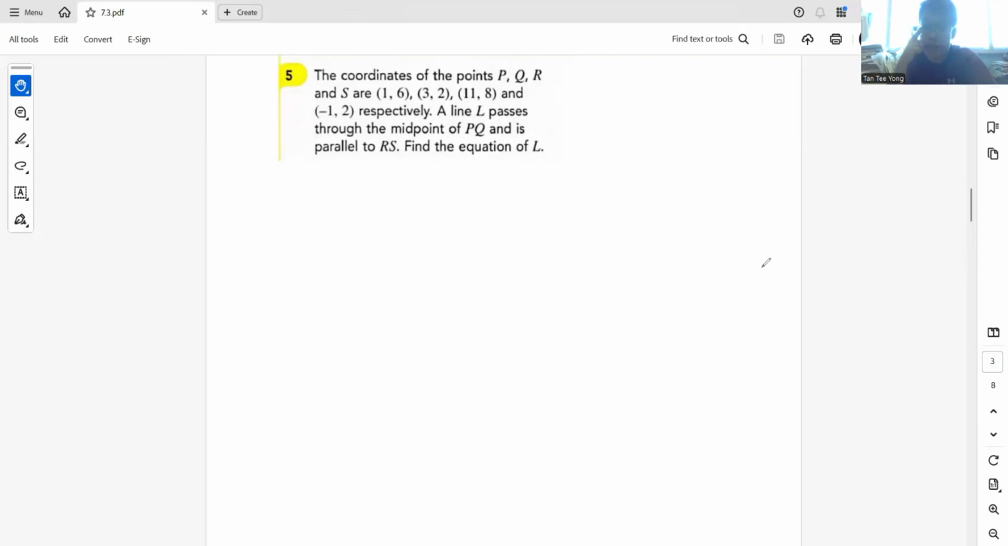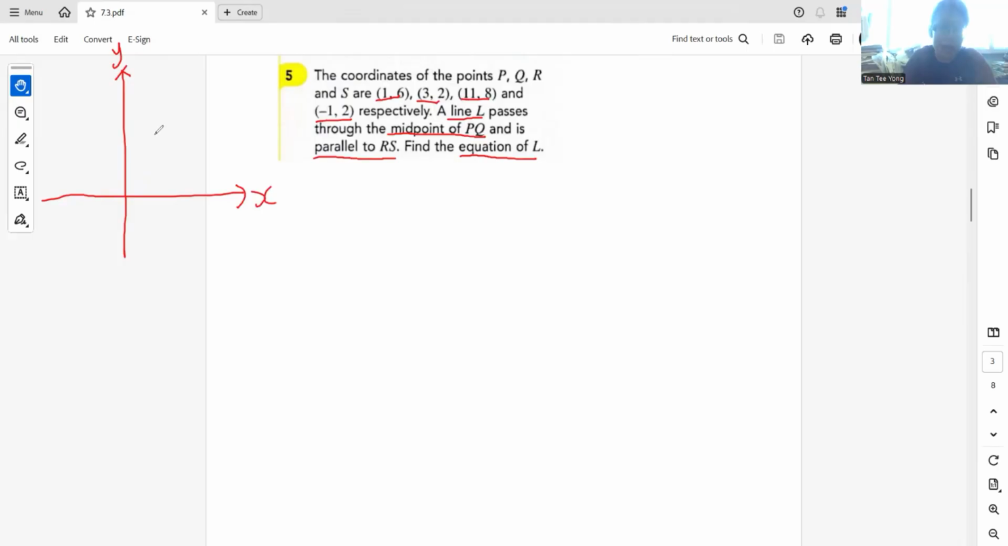We're going through question 5. The coordinates of the points P, Q, R, and S are all these coordinates, respectively. A line L passes through the midpoint of PQ, and this line L is also parallel to RS. They want us to find the equation of L. At the start, we must come up with the visualization for ourselves, so I'm just going to roughly do a sketch. Probably it's going to look like this.